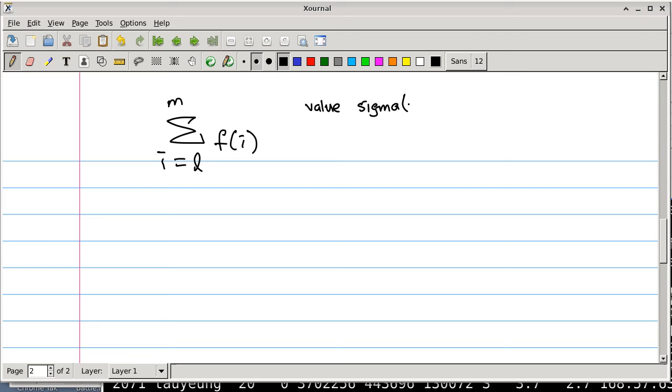So the first parameter is L. L is definitely an integer. The second parameter is M, which is also just an integer. The third parameter is a pointer to a function.